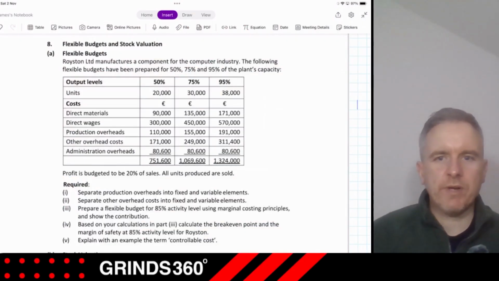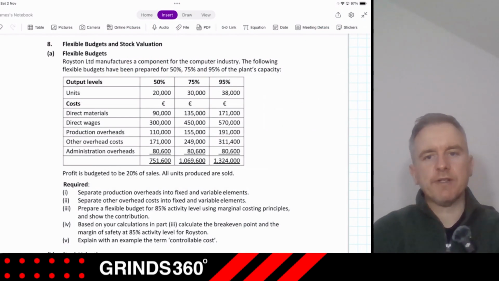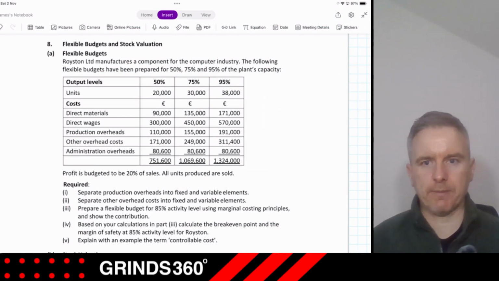Hi everyone. Okay, so what we're going to have a look at today is the flexible budget, all right? And we're going to look at where it comes up in the paper and how it can be brought into several different questions on the paper. And we need to be really careful with that, okay?